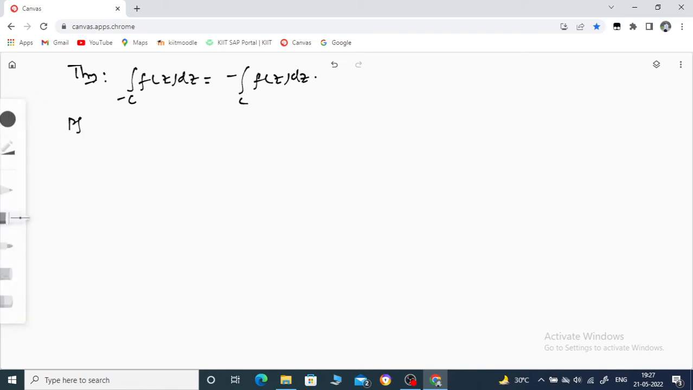Suppose a small theorem is here. So what is the statement of this theorem? Integration over minus c of f of z dz is equal to minus of integration over c of f of z dz. Okay, this thing generally looks obvious, but sometimes in your exam it will be asked, so we will prove it. Then we will write its proof.